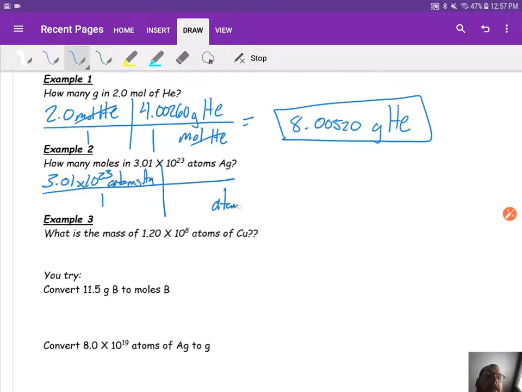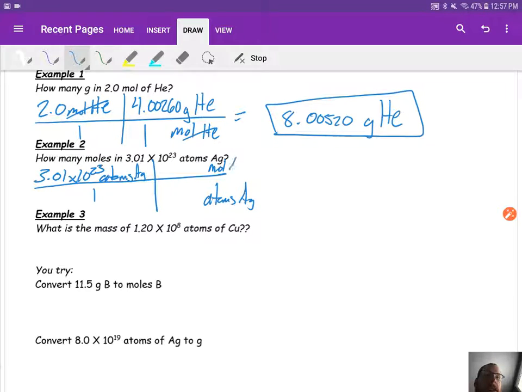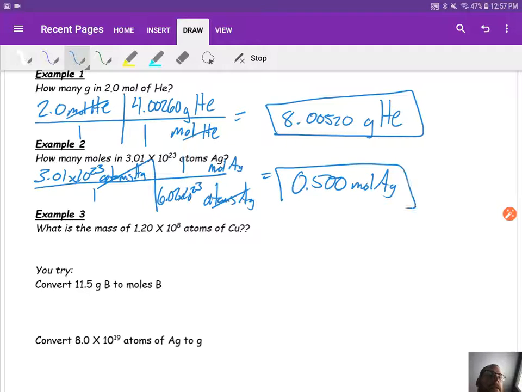So atoms of silver on the bottom. All right, 1 mole is 6.02 times 10 to the 23rd on the bottom, and moles of silver on the top. So then there we go. When we do this, we get 0.500 moles of silver. Okay. Now, let's take a look at example number 3.